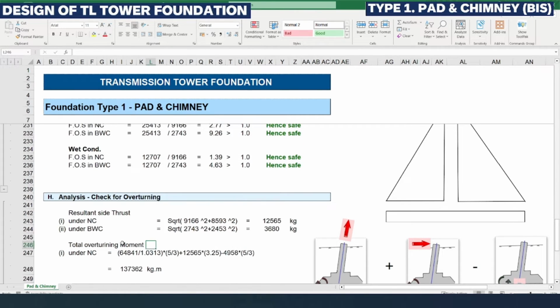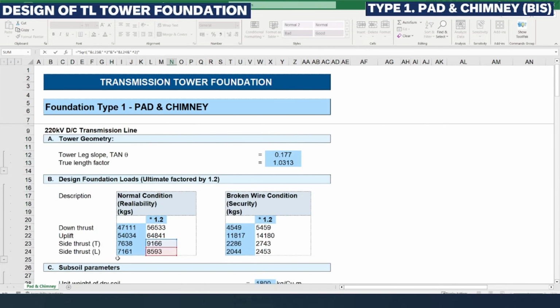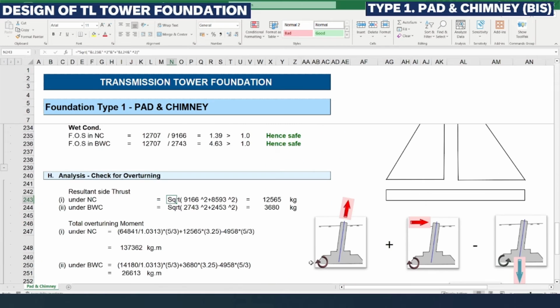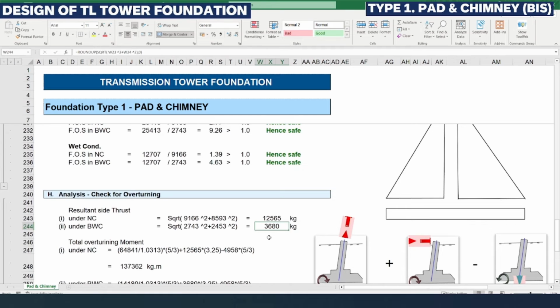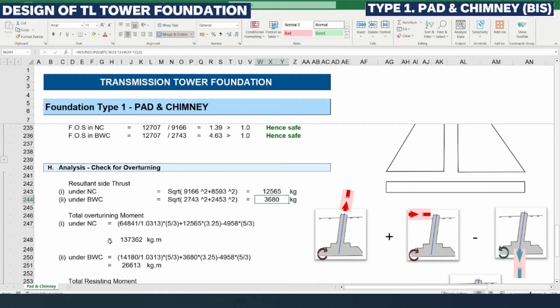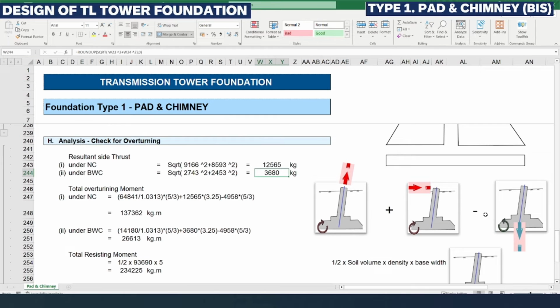For the overturning check, we need to calculate the resultant side thrust. The resultant side thrust is the square root of the summation of squares of both direction side thrusts. So the square root of side thrust transverse squared plus side thrust longitudinal squared will give you the value of 12,565. Similarly, for the broken wire condition we also need to calculate this. The value is 3680.